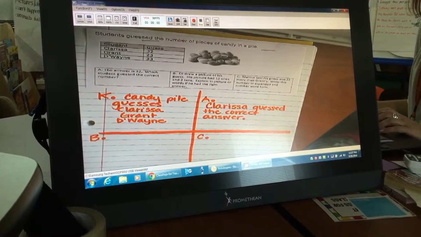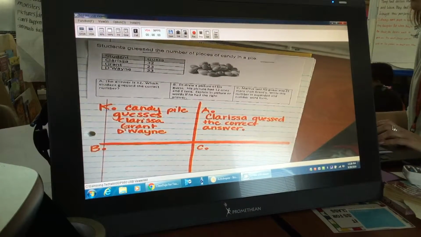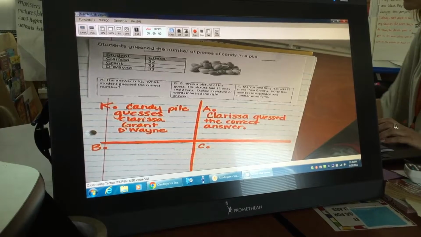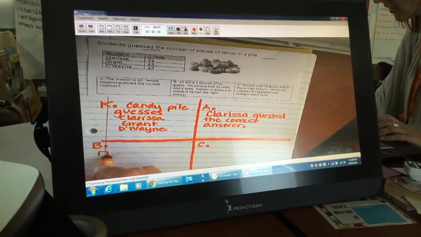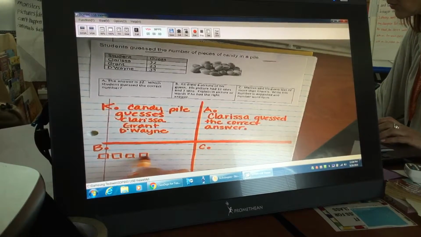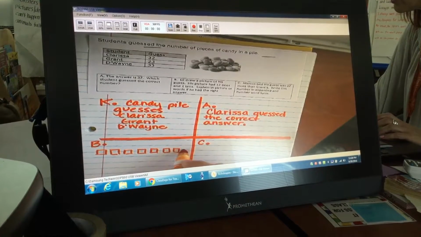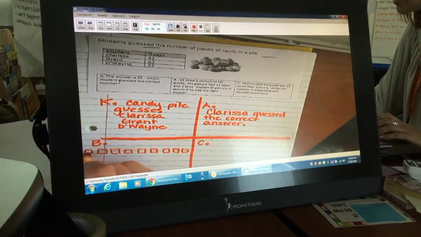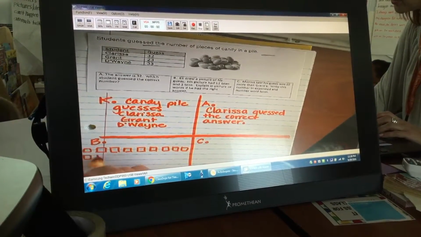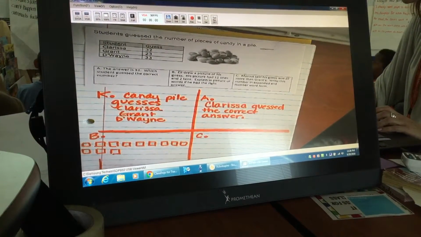It says Eli drew a picture of his guess. His picture had 12 ones and 2 tens. So I'm going to draw 12 ones. 3, 4, 5, 6, 7, 8, 9, 10, 11, 12, and 2 tens.